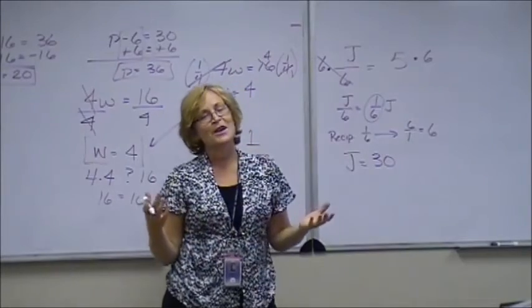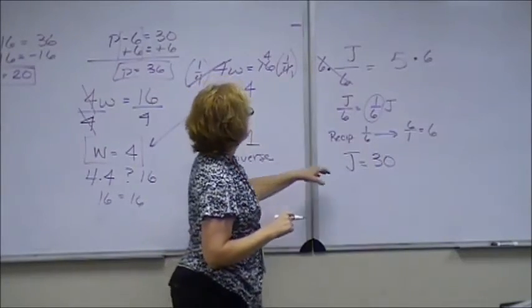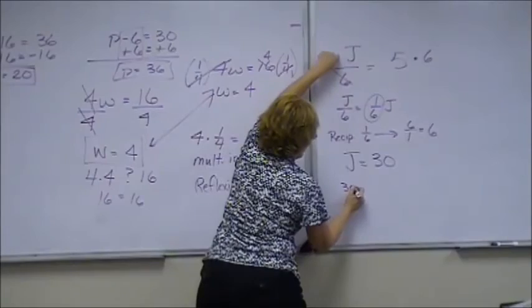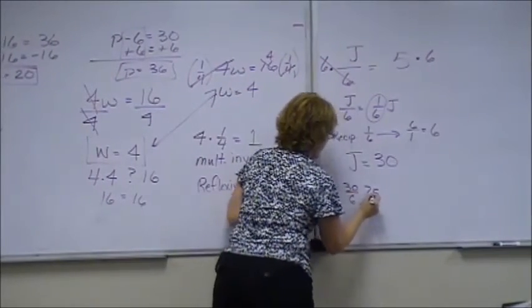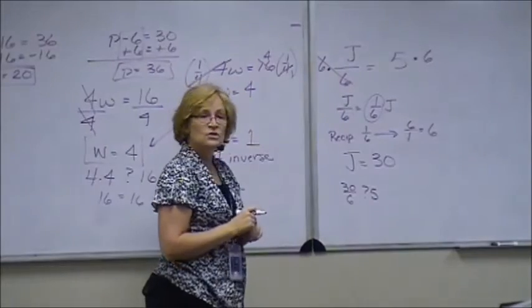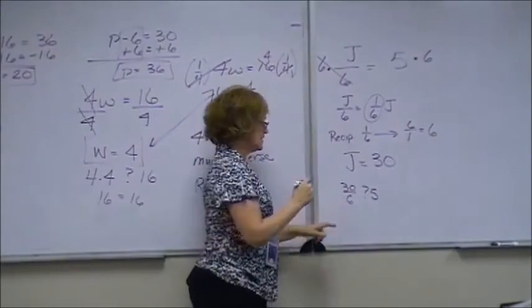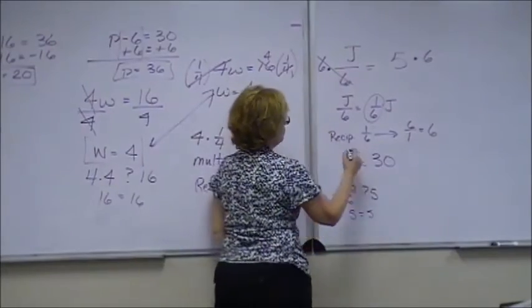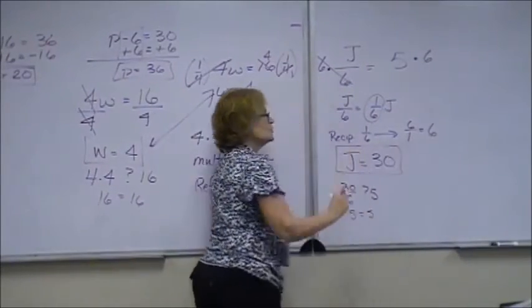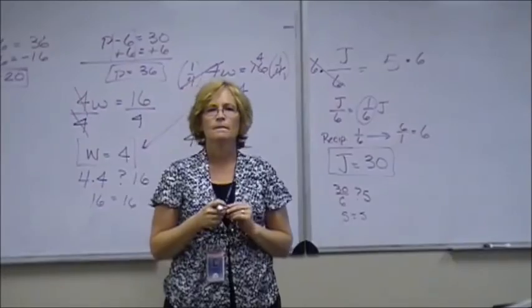I know by now you're tired of hearing it, but let's check. If I put 30 divided by 6, is that equal to 5? Well, let's check. 30 divided by 6 is 5, and 5 is equal to 5. So boom, boom, check, check. J is equal to 30.